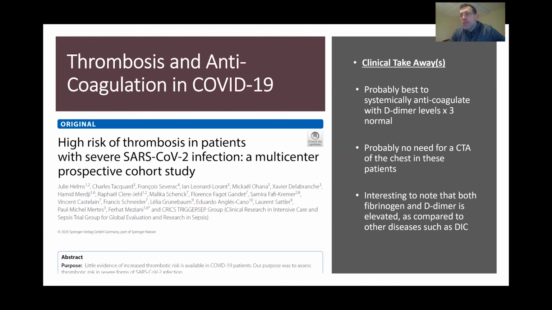So in order to consider treating patients with treatment doses, perhaps a practice can be to look to see if the D-dimer level is 3 times normal. And if it is 3 times normal, perhaps it is reasonable to go ahead and treat with treatment dose Lovenox or heparin, because again, people are breaking through with prophylactic dosages.